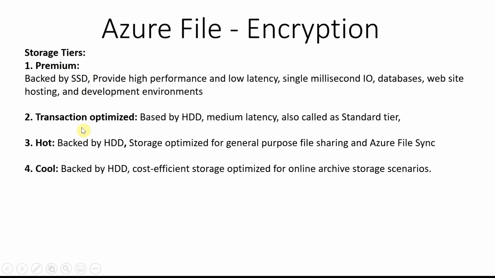The next is transaction optimized. This is backed not by solid state drives but by hard disks, so it is generally less performant than solid state drives. You'll get medium latency. It's also called the standard tier. Transaction optimized is the standard tier, whereas the other is premium. It is meant for medium latency requirements where you don't need very high performance. Then you can think about transaction optimized as your Azure file storage mechanism.